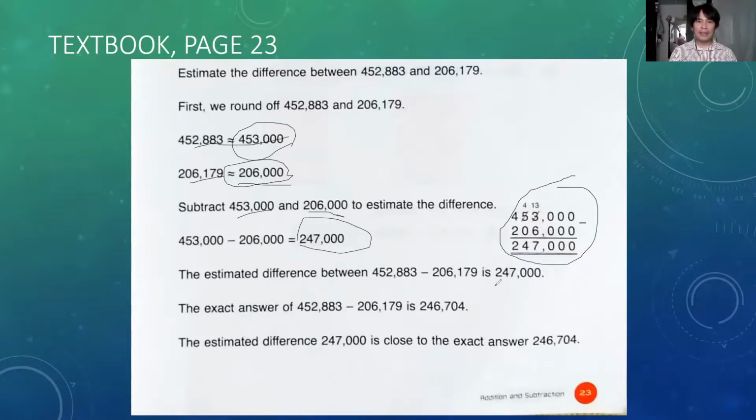You notice that 247,000 is the estimated difference, which is very close to the exact answer. This is the estimated difference, and this is the exact difference or the exact answer, 246,774, which is very close to 247,000. If your answer is very close, then your answer is correct.